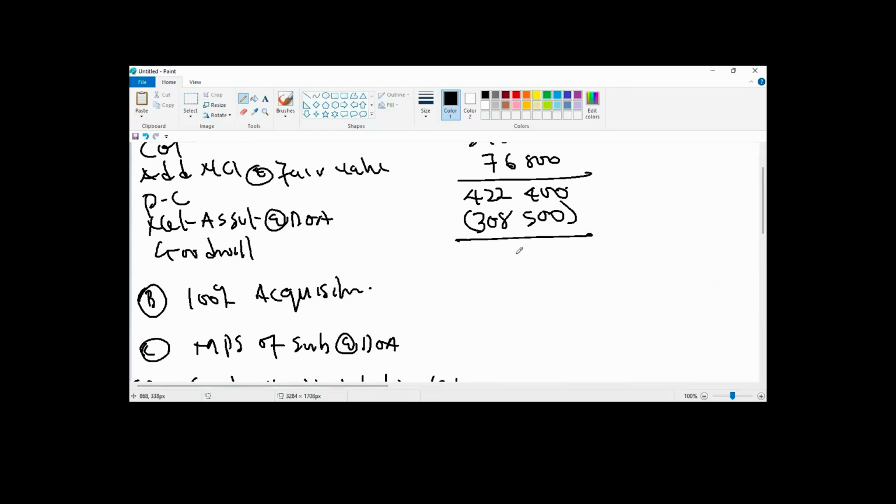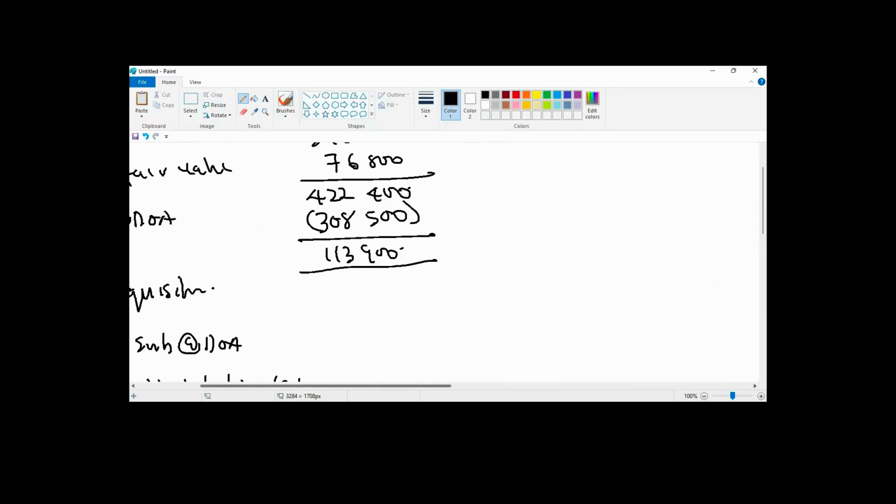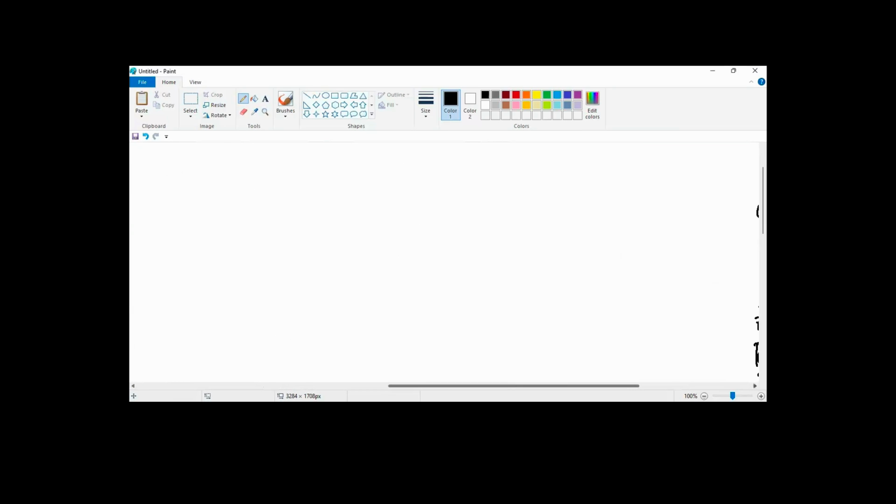What is the goodwill now? 113,900. Don't forget this goodwill belongs to both the parent and the NCI. Good. B part of the question says, if I want to acquire 100% at acquisition. The parent does not acquire 100%, but it's telling us how to acquire 100% at acquisition.